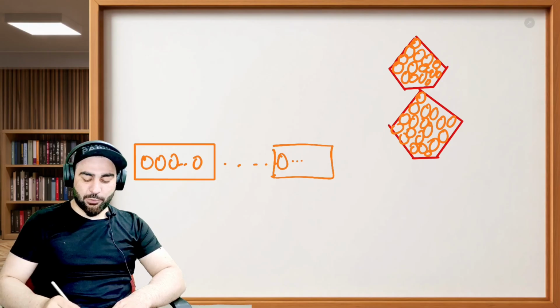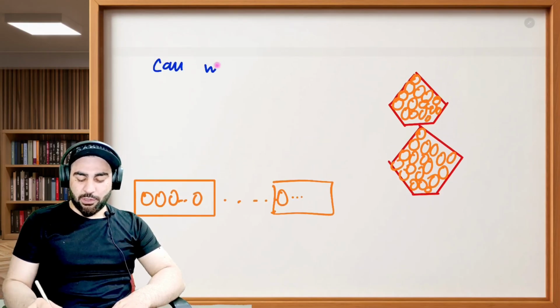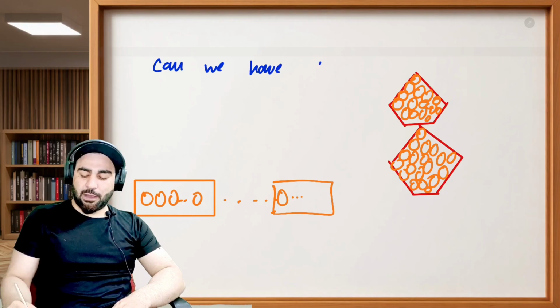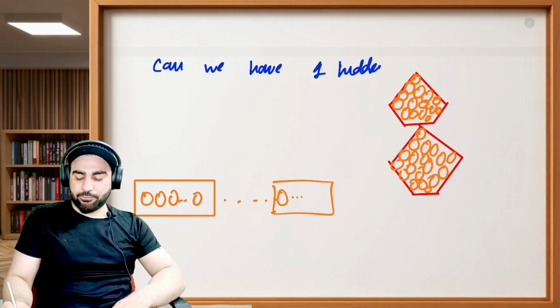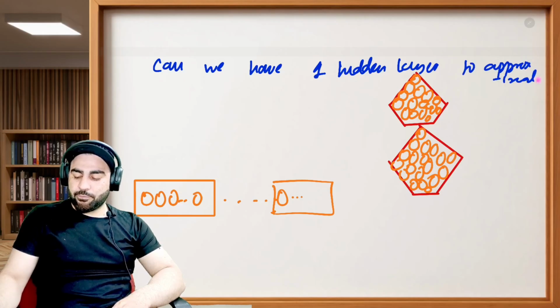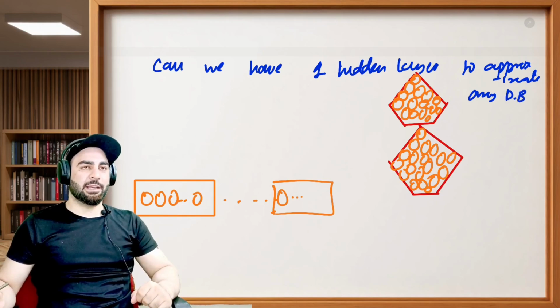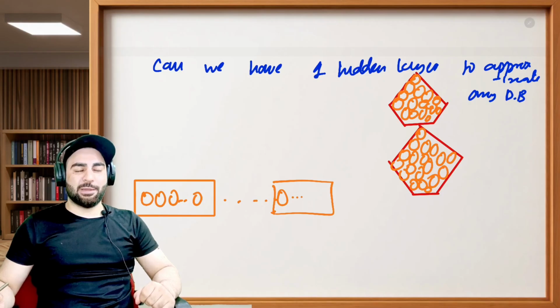So basically the question was, can we just have one hidden layer? The question I am answering is, can we have one hidden layer to approximate any decision boundary? Is there a possibility that I can just have one hidden layer in my network and approximate any boundary? Why am I interested in this?